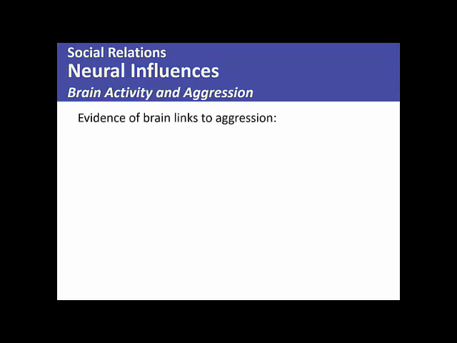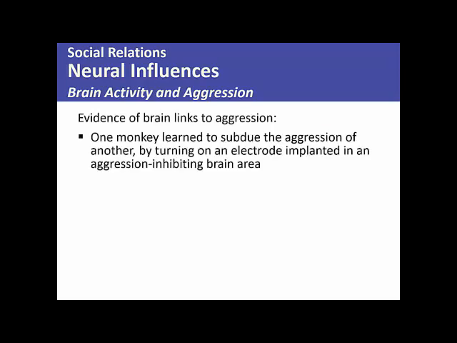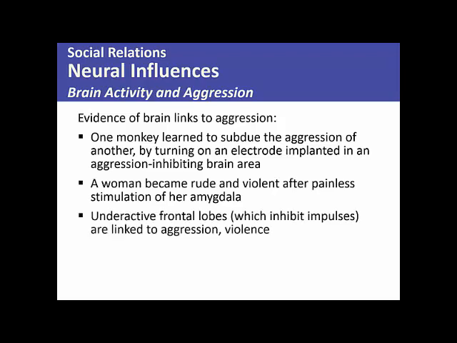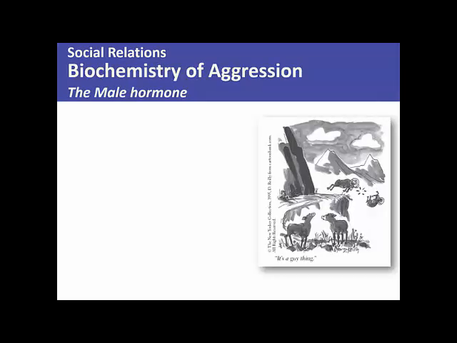There are also neural influences, and there's evidence of brain links to aggression because one monkey learned to subdue the aggression of another by turning on an electrode implanted in the aggression-inhibited brain area. A woman became rude and violent after painless stimulation of her amygdala, and underactive frontal lobes, which inhibit impulses, are linked to aggression and violence.